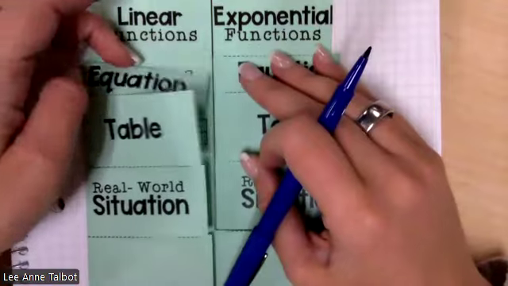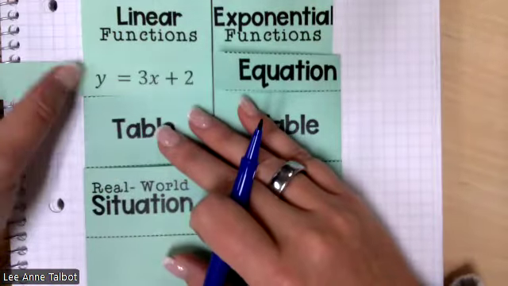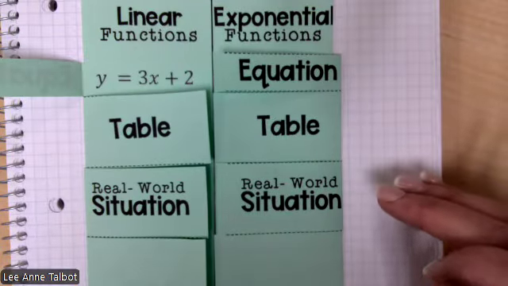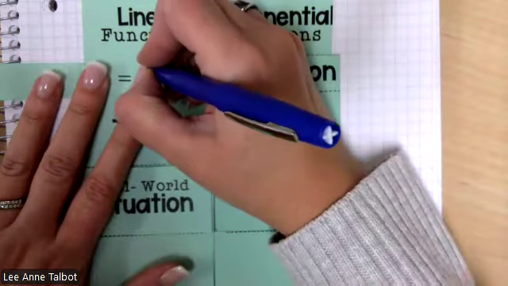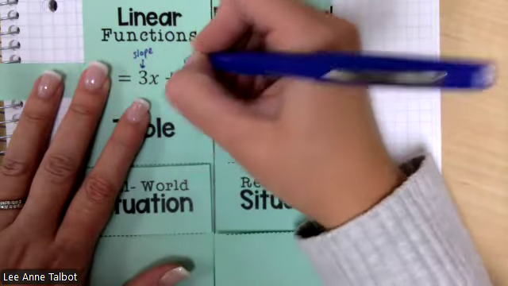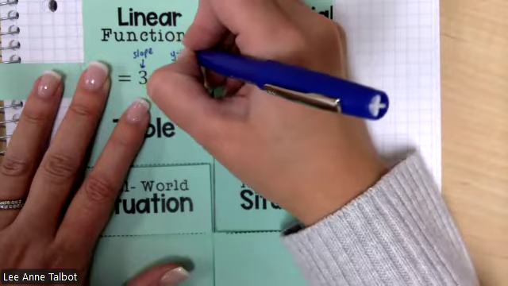Okay, first let's look at the linear side. If you open the linear side, this is the slope. This is the y-intercept.